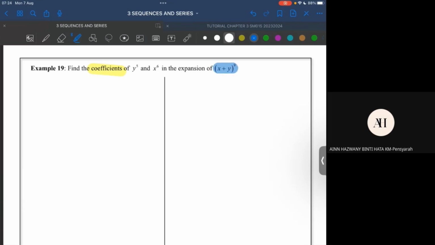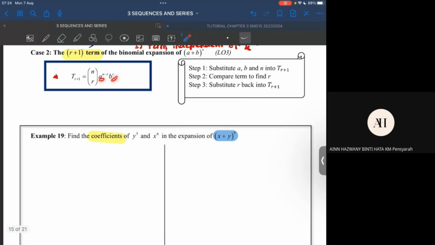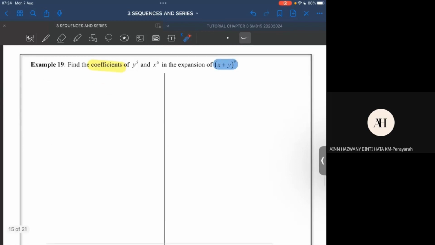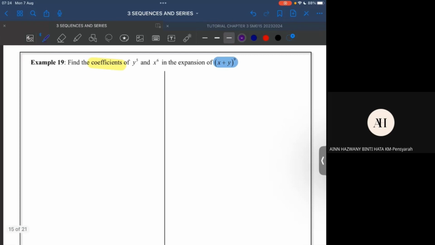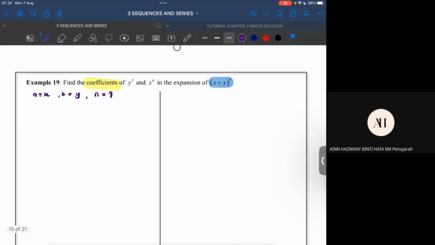So macam biasa, kalau tengok formula ada A, ada B, ada N, ada R. So listkan everything. So A is equals to X, B is equals to Y, N is equals to 9. So ini 3 benda. R tak perlulah cari, R yang akan naik turun, R yang kita akan cari sebenarnya. Okay. Aim dekat sini ialah to find R first. Okay, kita akan cari R dulu.